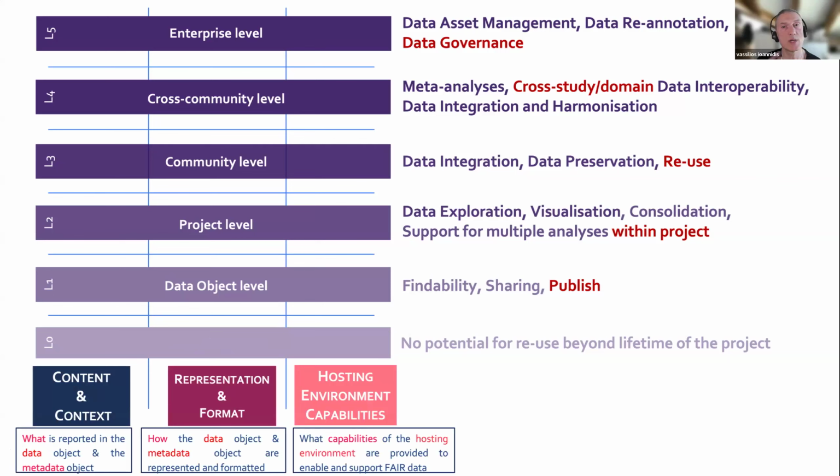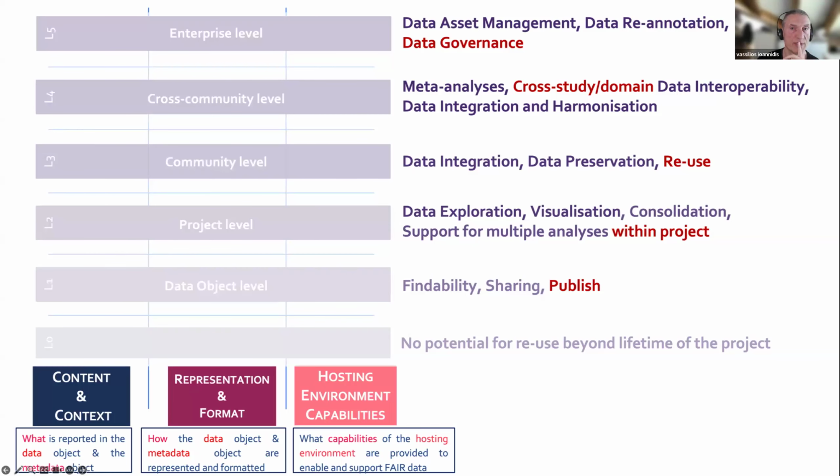Now I mentioned there were 3 dimensions, and these are the dimensions that we were looking at. The first one is the content and context. So basically it's what is reported in the data object, the value of the data and the metadata, the content. The second dimension is the representation and format. It's how the data and metadata are represented and structured. And then the third dimension has to deal with the capabilities of the hosting environment, which is provided to enable support of FAIR data. So that's about the DSM.